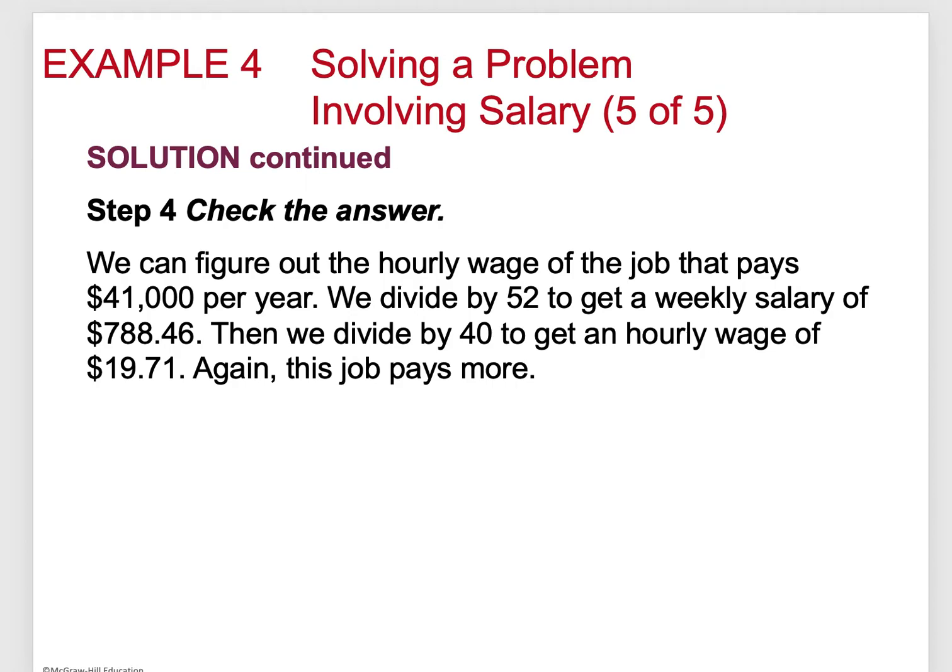We can check our answer by taking that 41,000 and dividing it by 52 to get the weekly pay. So the weekly pay is also higher than the weekly pay of the hourly job. And then to find out how much it is an hour, I could take the weekly pay divided by 40, and I see again that it confirms that that is the better option for me.